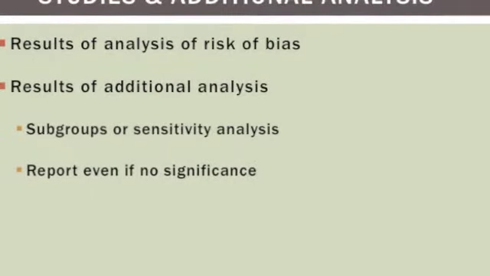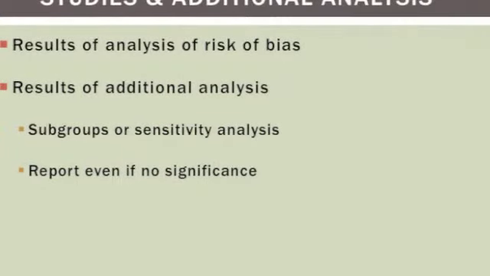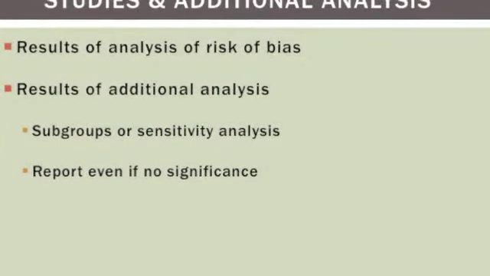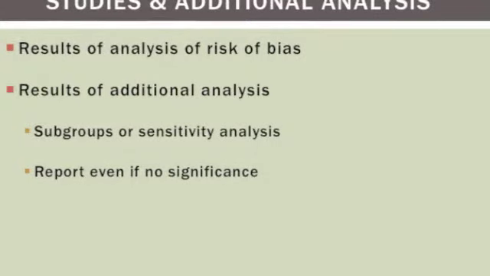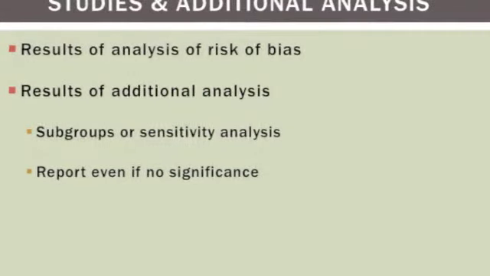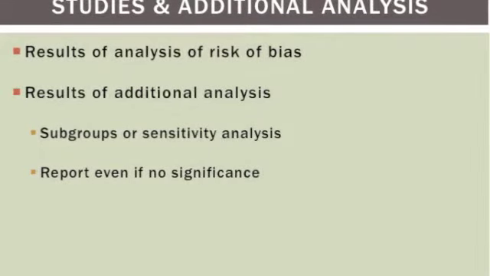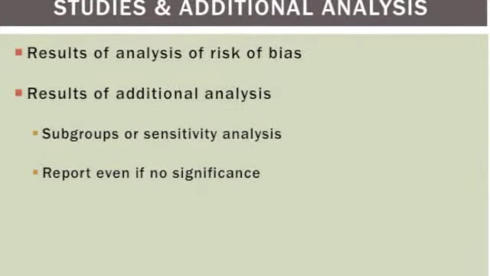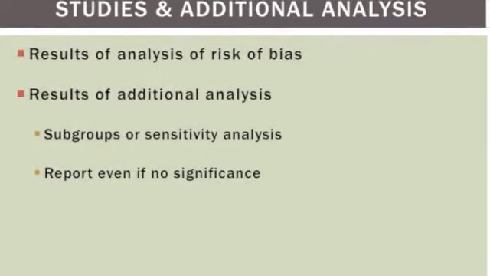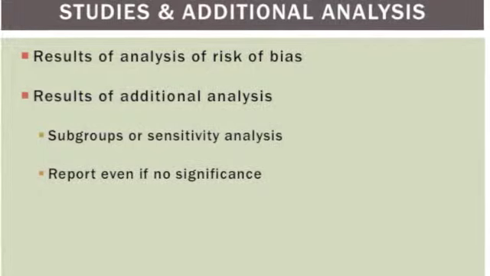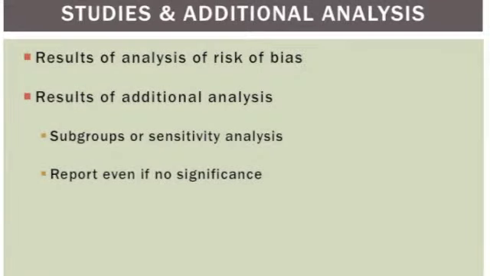You also want to present the risk of bias across studies and any additional analysis results. So again, it's the results of analysis of the risk of bias, in a summary, what happened or what is more likely to impact the results. And then again, you're going to present the results of any additional analysis that you had planned. For example, your subgroups or sensitivity analysis. And again, you want to make sure you report even if no significance.